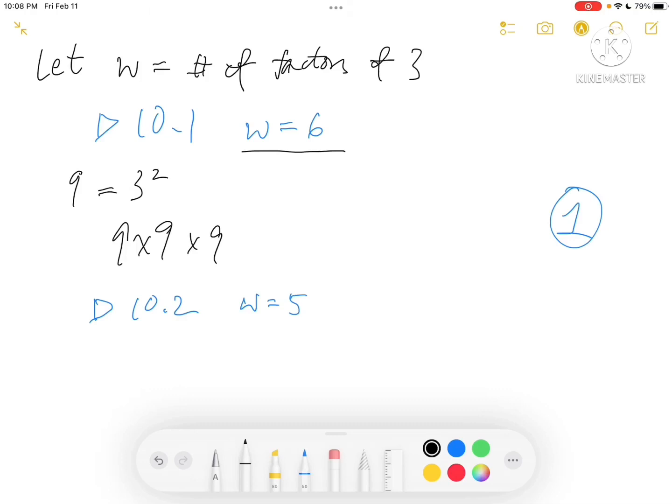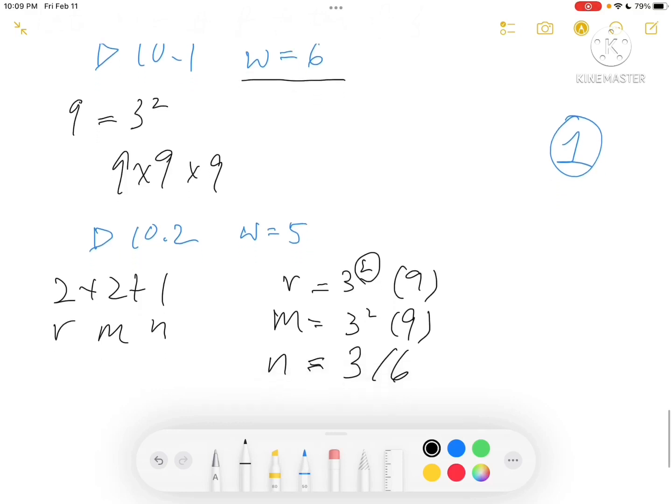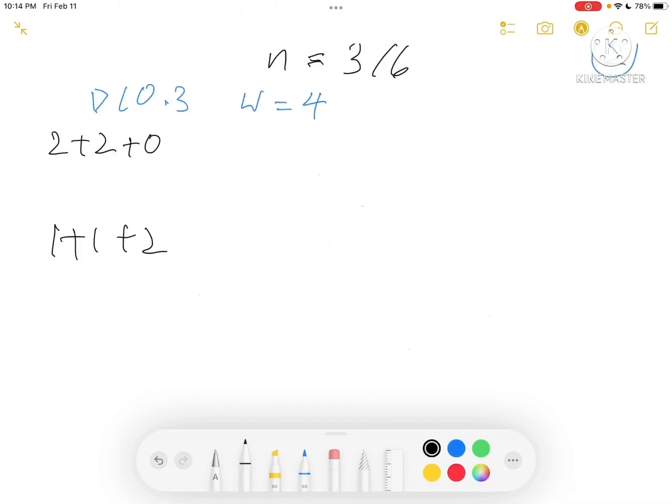Similarly, it means that because 5 is equal to 2 plus 2 plus 1, since we only have three numbers, r, m, and n, the factor of 5 must be distributed to three numbers. So let's just say r and m are both equal to 9. If r is equal to 3 squared, or 9, there will be two factors of 3, same for m. So if we want n to have one factor of 3, it can either be 3 or 6.